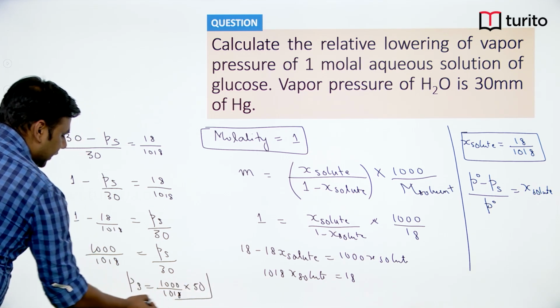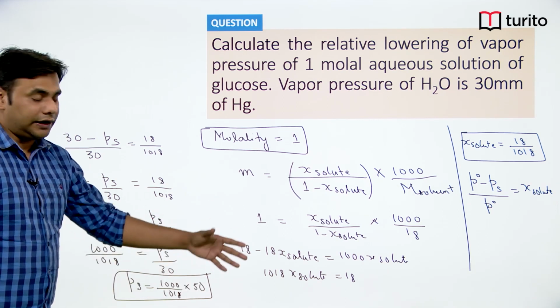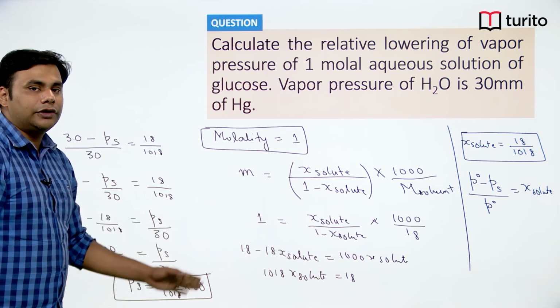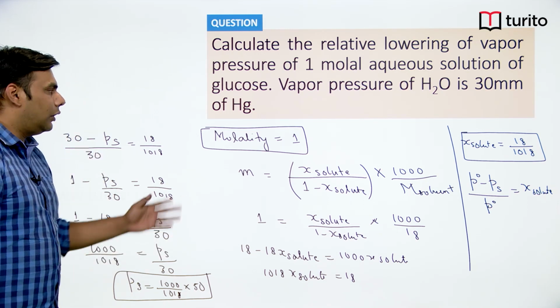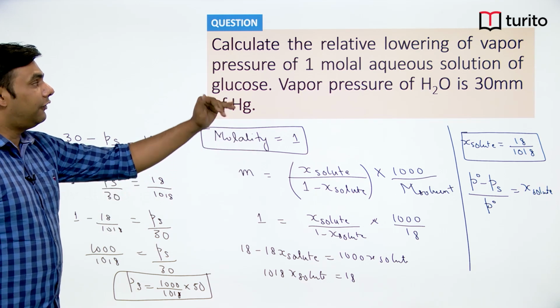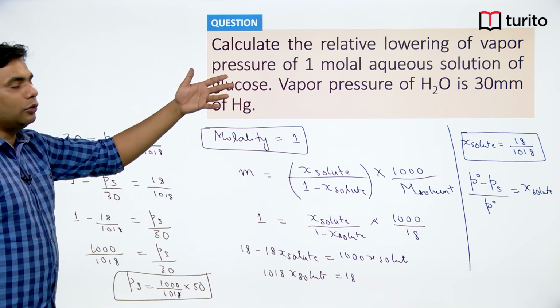Okay, you can clearly see that this value would be less than 1, because 1000 upon 1018 is less than 1. So this is how you can solve it if in the question it was asked to find the vapor pressure developed over the solution when a 1 molar aqueous solution of glucose is taken.